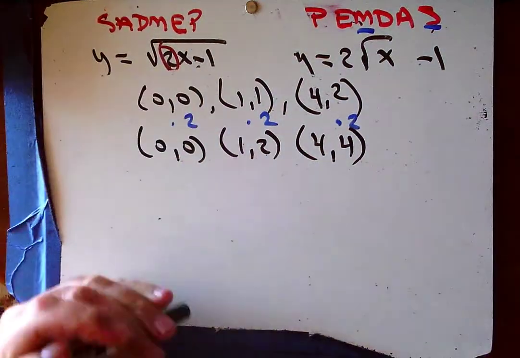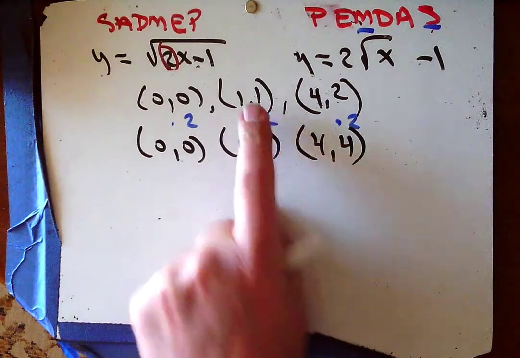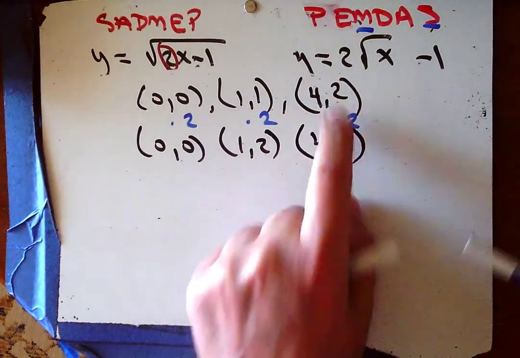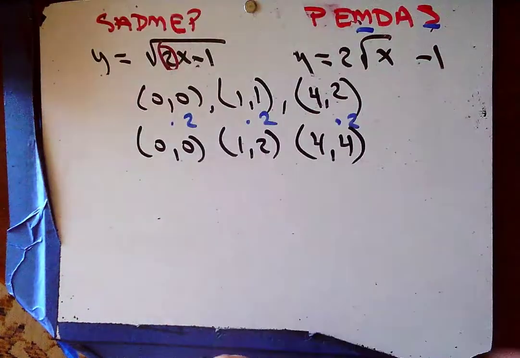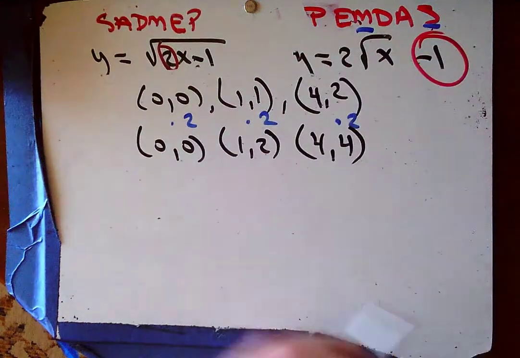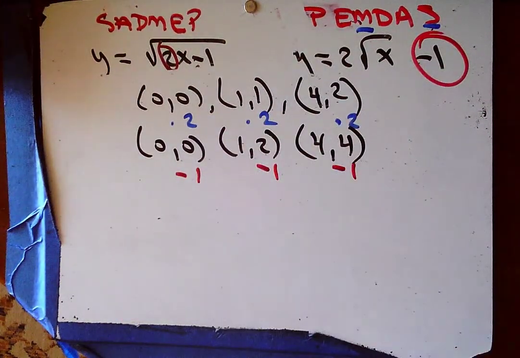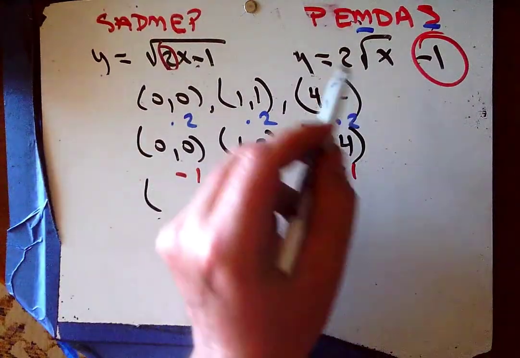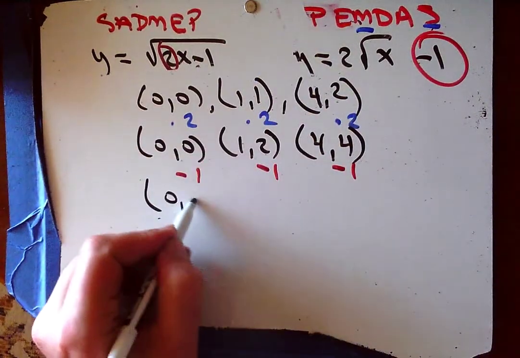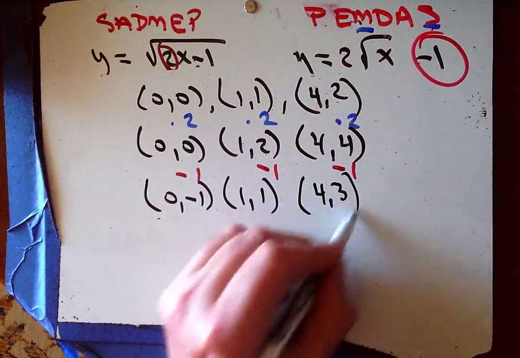There was no shifting of the graph, but this point here is twice as high as that, and this point here is twice as high as that, which means I stretched the graph by a factor of 2. I still have to come back and subtract 1 from all the y's. And so my final points, the points on my graph here, will be (0, -1), (1, 1), and (4, 3).